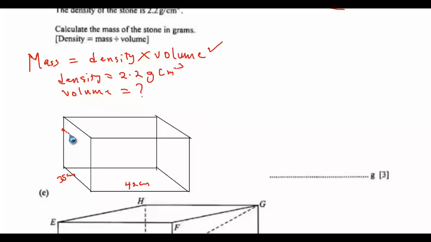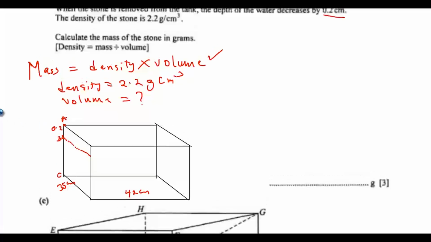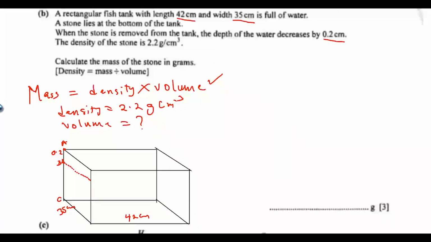So let's do something like this. This will be 0.2 centimeters, that is from here to this point. Let me label this point A and this point B. So that will be 0.2. The new level depth of the water will be from B to C. So this is the reduction. The reduction is 0.2 from the top of the tank. So that is what we get from there.